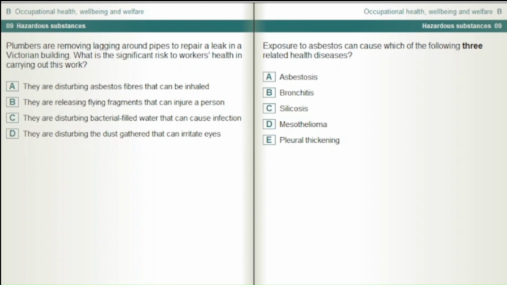Exposure to asbestos can cause which of the following three related health diseases? Asbestosis, bronchitis, silicosis, mesothelioma, pleural thickening.